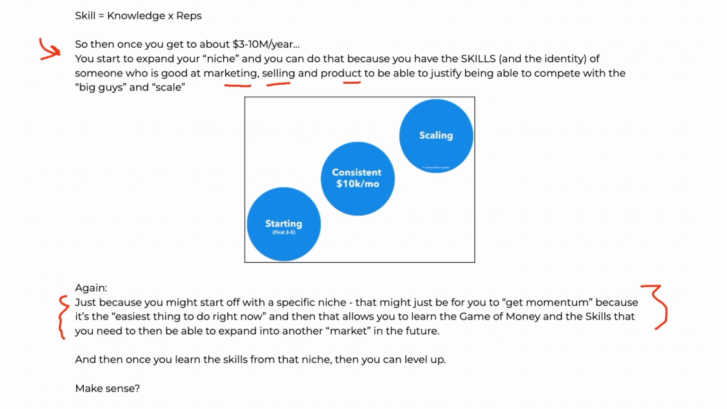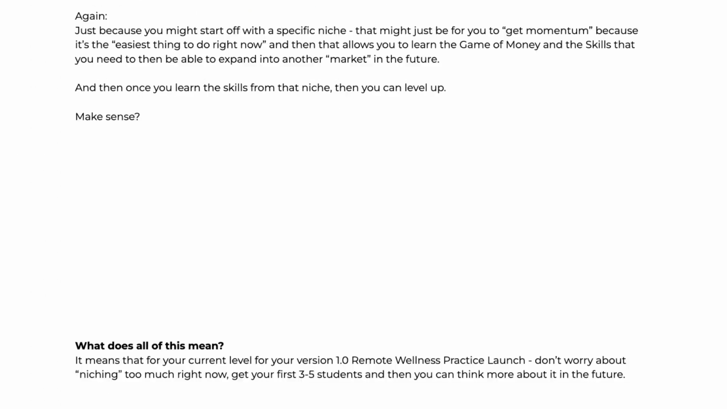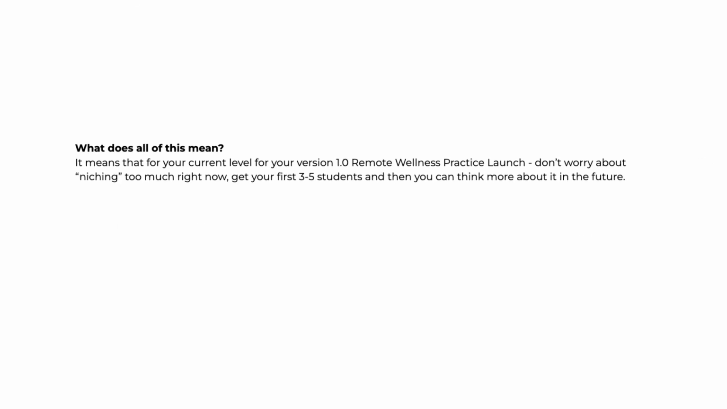So the bottom line of all of this: I know I'm going to be talking about niching substantially right now. And even though it's kind of confusing because we're telling you that you're not going to be worrying about niching too much right now, the reason is that we're introducing you to these topics because it's not going to be long before you need to apply this in your remote wellness practice. So the bottom line is that at your current level, in your version 1.0 remote wellness practice launch, don't worry too much about niching for your first 3 to 5 students. Then after that, you can think about it in the future.